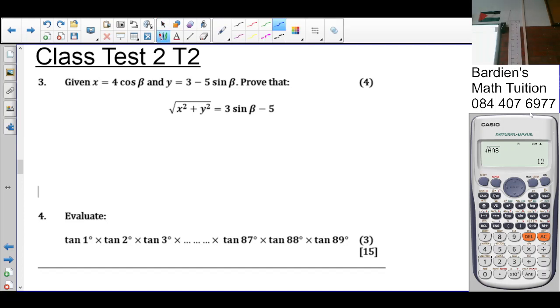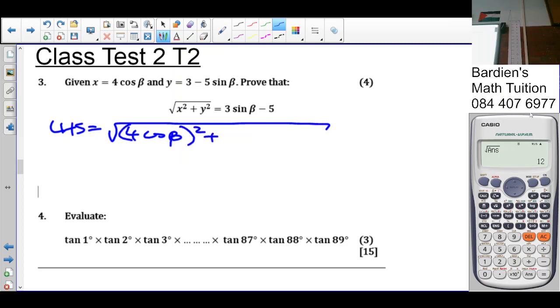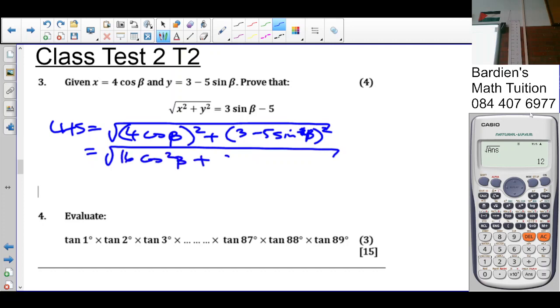So how do we do this? This is an identity again. So let's go left hand side. So what is x? X is 4 cos beta, it must be squared, plus y is 3 minus 5 sine beta, all squared. So that's one mark. So I simplify. So that now gives me 16 cos squared beta plus 9, that times 2 is negative 30 sine beta, plus the last term squared, which is 25 sine squared beta.